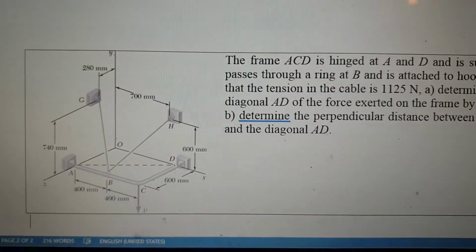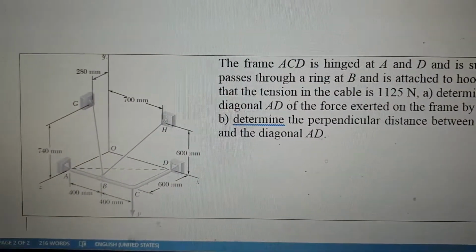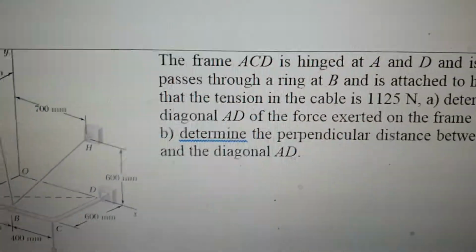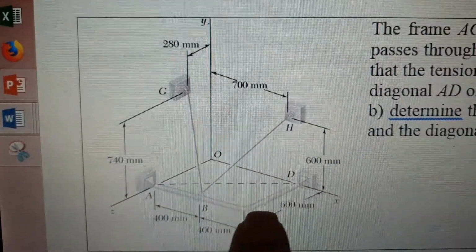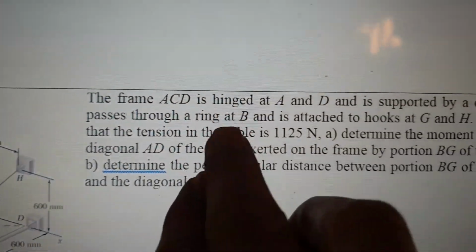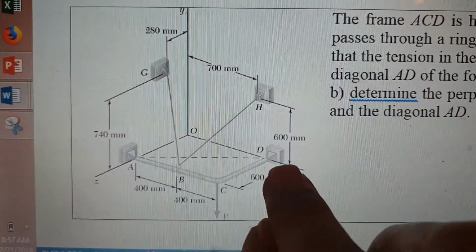Okay, let's do problem 4 in homework 3. The frame ACD is hinged at A and D. There's a hinge here at A and there is a hinge at D.